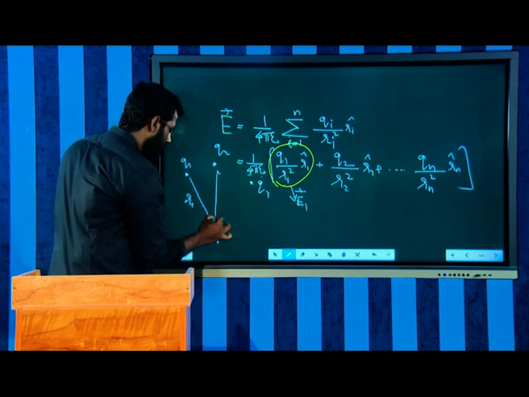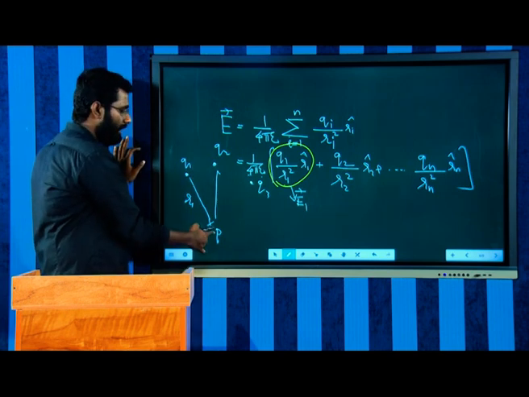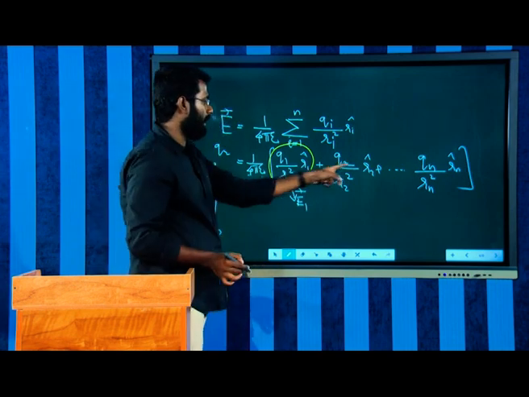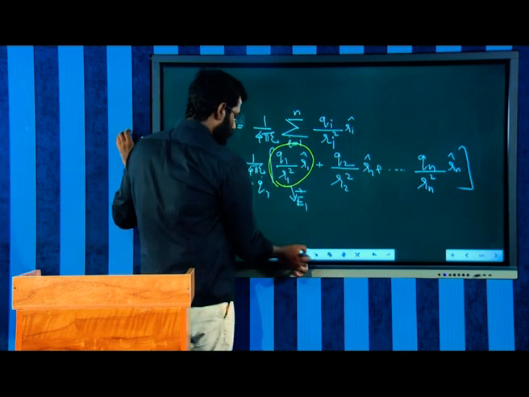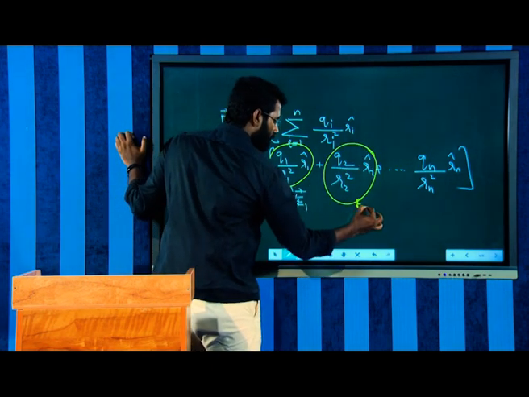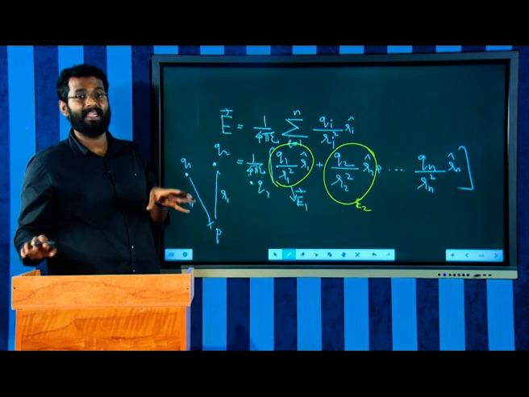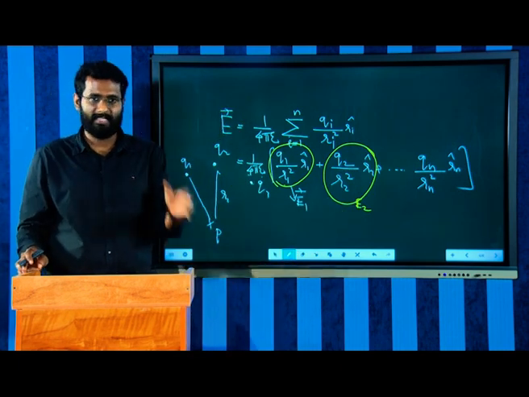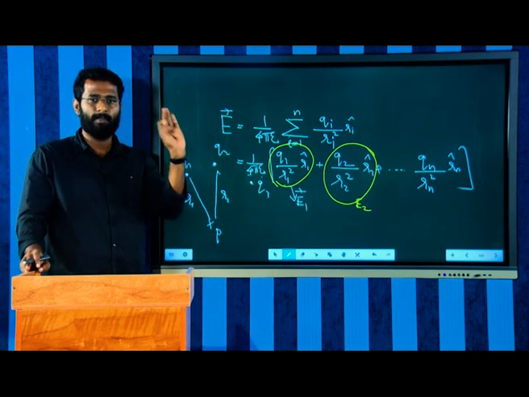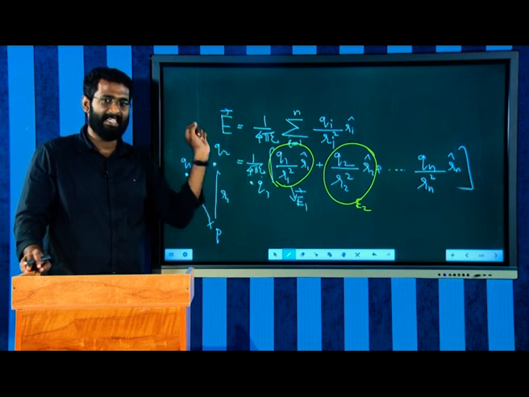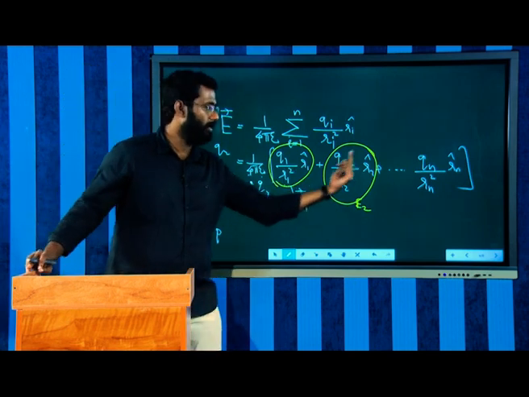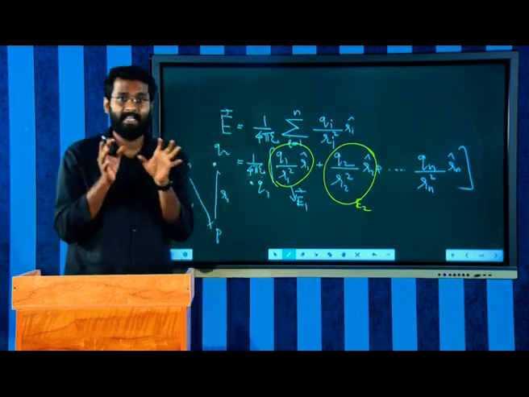And what is the second term? Let us look into that. This is the second term, that is Q2 divided by R2 square into R2 cap, which is E2. So here also we are applying the superposition principle of electric field. That means when you have multiple charges and you want to find the electric field at a particular point, you have to calculate the electric field due to each charge, that is E1, E2, E3 and so on up to En, and take the vector sum.